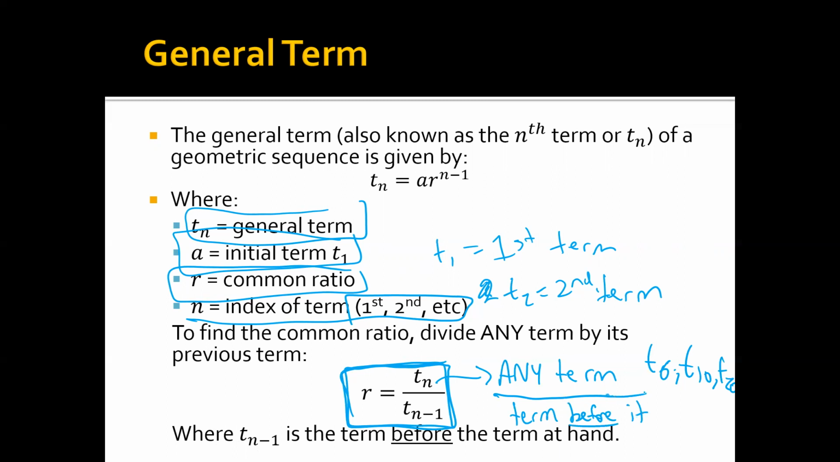We're taking any term value we have, and dividing by the term value that came before it. So t n minus 1 is simply the term before the term that we're looking at at the moment. If we have, as an example, t 100, then to find the common ratio, I need to divide t 100 by t 99, right? The 99th term. That kind of makes sense. Just basically like what we did in the last example.